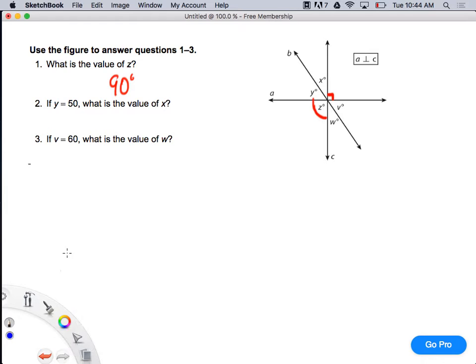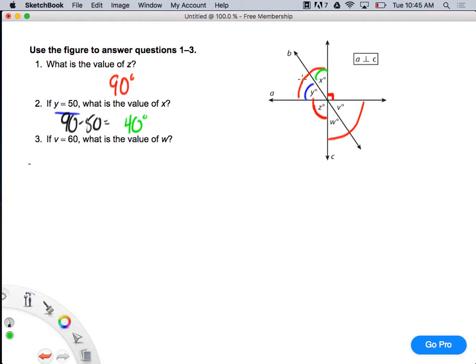Okay? And then it says here, if y is 50 degrees, well, first off, I know that all of these angles, this angle here and this angle, they're all 90 degrees. So it then tells me y is 50. Well, if y is 50, what's x? It would be 90 minus 50, which is 40 degrees.